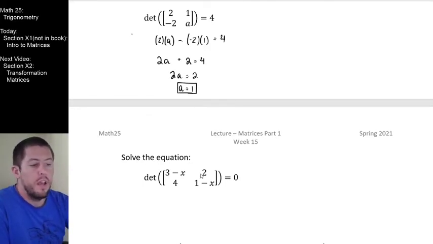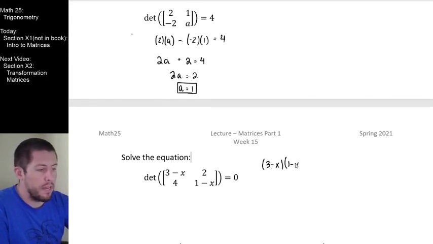So let's go ahead and do this. So it looks like my matrix here is going to give me a determinant of, I want the down diagonal product minus the up diagonal product. So I feel like this will be 3 minus x times 1 minus x. That's my down diagonal product, minus 2 times 4 is equal to 0. All right, so here's what I'm seeing. I'm going to multiply out these terms. This should be giving me 3 times 1 is 3, minus x for the middle, minus 3x for the outside, and plus x squared for the lasts, and then minus 8 here equals 0.